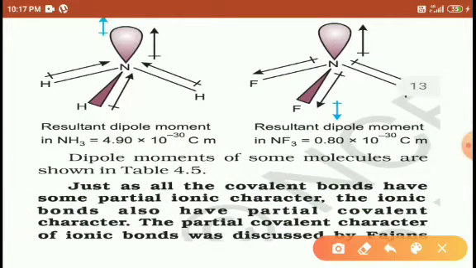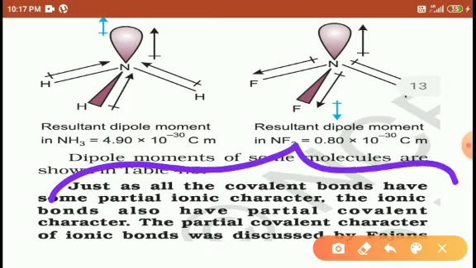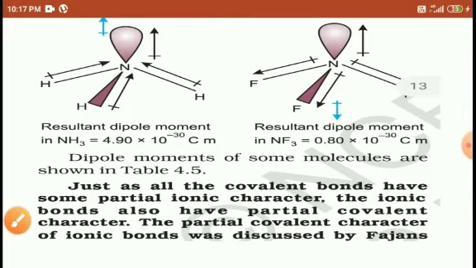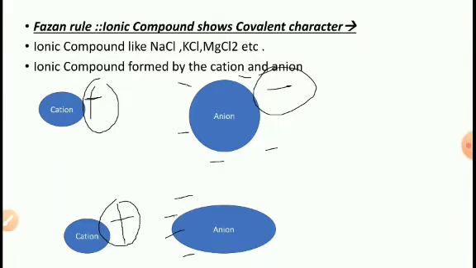So that's why it is called the covalent bond showing partial ionic character. Right? This is explained by Fajans. Fajans is the person who explained the covalent character present in the ionic bond, and the ionic character present in the covalent bond. Right, students? And he explained one more thing.